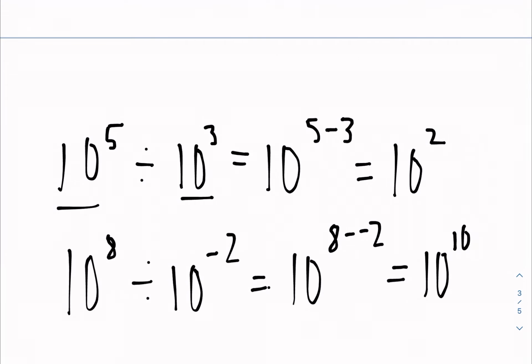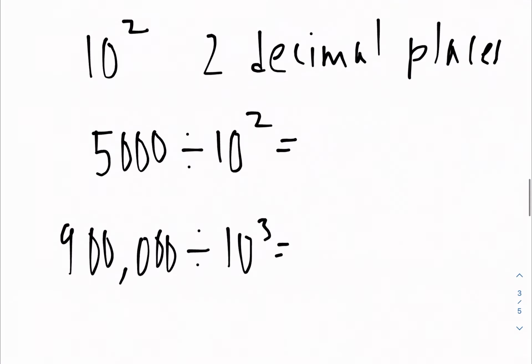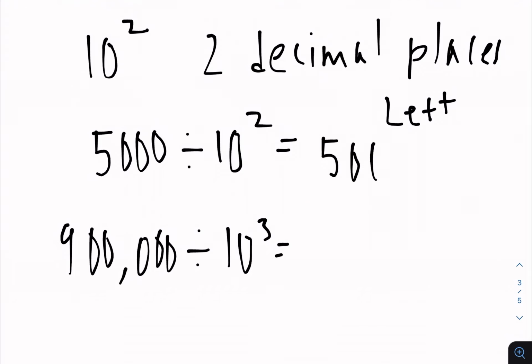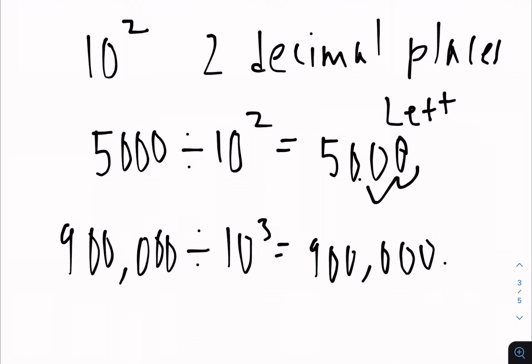So let's take a look at dividing a whole number by a power of 10. For example, when you divide a whole number by 10 squared, we move it 2 decimal places to the left. So for example, 5,000 divided by 10 squared, so we just have 5,000. And since the decimal place is here, we move it 2 over, and we get 50. And for 900,000 divided by 10 cubed, we just get 900,000. We move it 1, 2, 3, so we get 900.